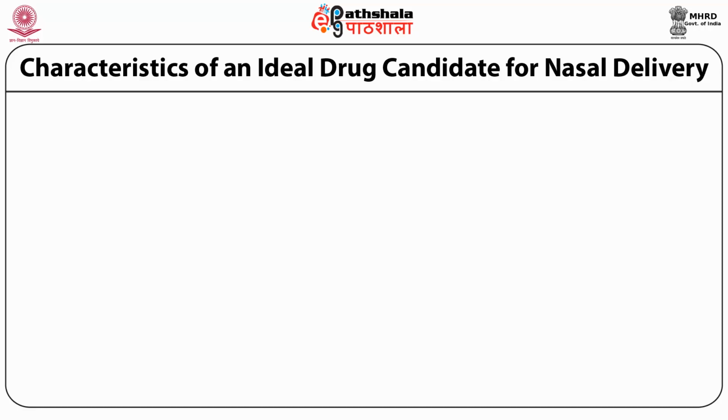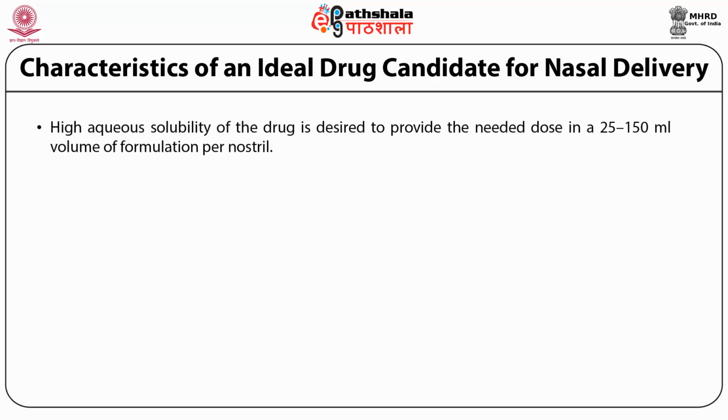Therefore, there are certain characteristics of the drug which will make it an ideal drug candidate for delivery through the nasal mucosa. These characteristics include: number one, high aqueous solubility of the drug is desired, which will provide the needed dose, which could be between 25 to 150 ml volume of the formulation per nostril. Then, less irritation in the nasal cavity is an important parameter to be considered. That means the drug in no way should cause any irritation. The drug should also give a good nasal absorption profile.